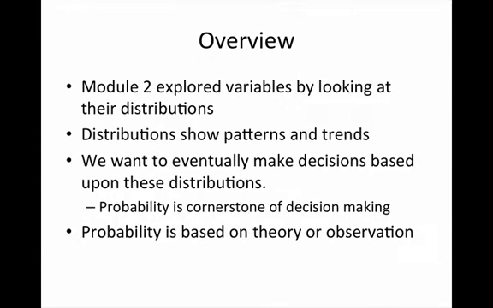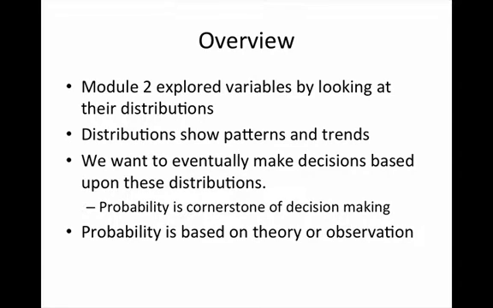Now, I want to start by giving you an overview of what this particular section is about. Module 2 explored variables by looking at their distributions. And distributions show patterns and trends, but eventually we want to be able to make decisions that are based upon these distributions. And we do this by depending on probability, which is the cornerstone of decision making in statistics.